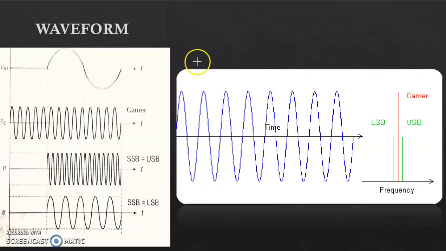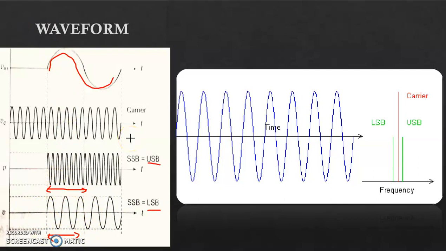Now let's see the waveforms. This is the message signal which carries some information, and it passes through the carrier signal, and after the modulation we get the USB and LSB. For a particular time period, for the USB we get a waveform like this, which is the higher frequency waveform. For the same time period we get a waveform like this in LSB, which is the lower frequency waveform.